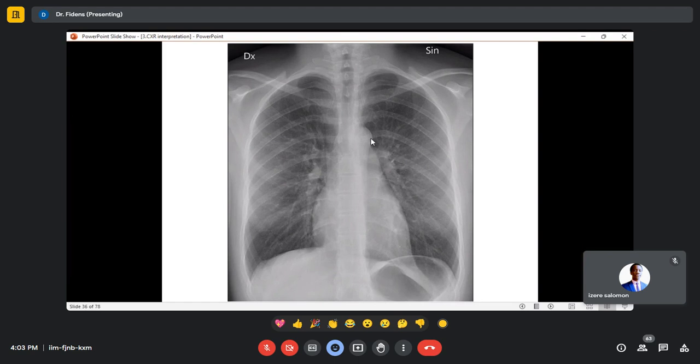Transverse processes. These are pedicles. Have you ever heard about pedicles? Pedicles. Yes, sir.